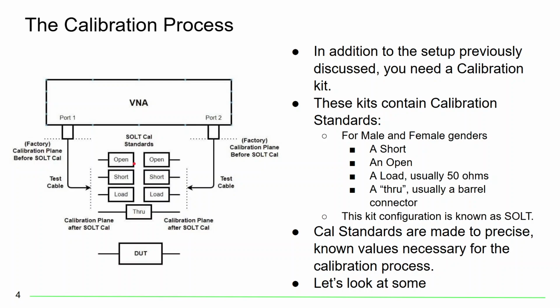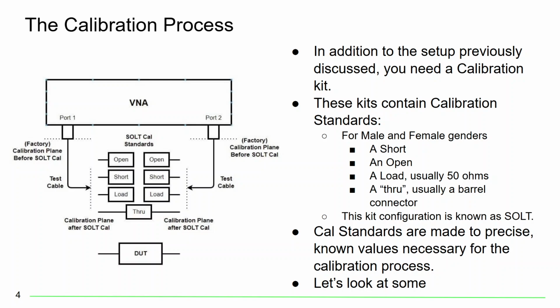These standards are made to precise known values necessary for the calibration process. Because of that, they can be very expensive. We've got some cheap kits that we use. Yeah, I'll admit to that. But they get the job done for us for most of the demonstrating that we're going to do. Real cal standards can run upwards of $1,000, typically more like $10,000 to $20,000. They are mechanically precise. They are repeatable. They are stable.